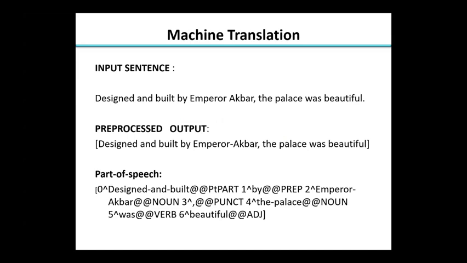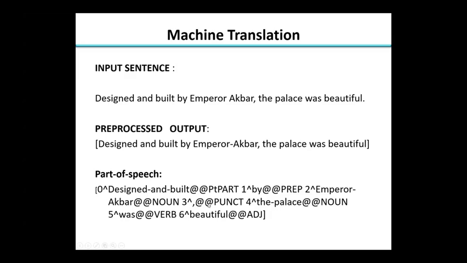This is the input sentence: the palace designed and built by the Emperor Akbar was beautiful. We pre-process the sentence, with cleaning, normalization and first-level pre-processing. Now we capture the part of speech through the POS tagger. We assign the category for each item with indexing. You can notice here that "by" is the preposition, and "Emperor Akbar" is the noun phrase.